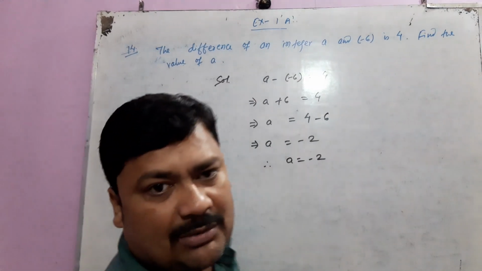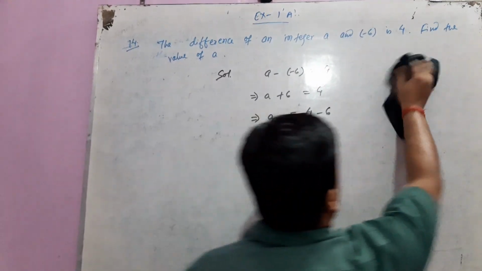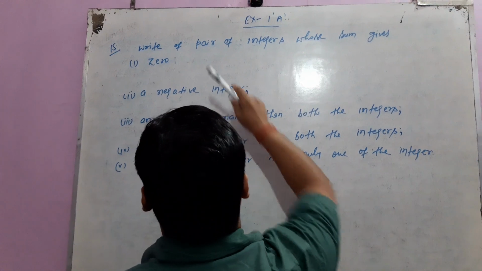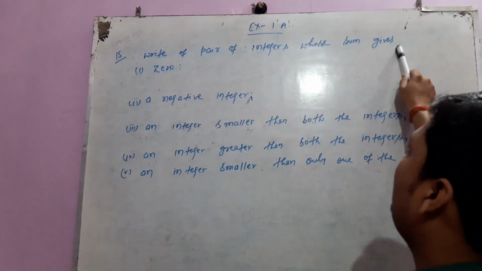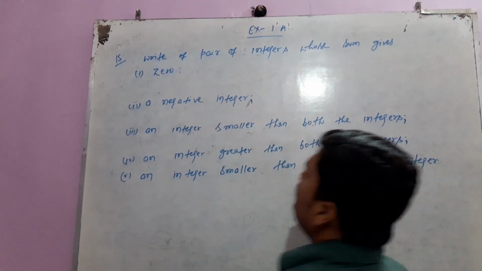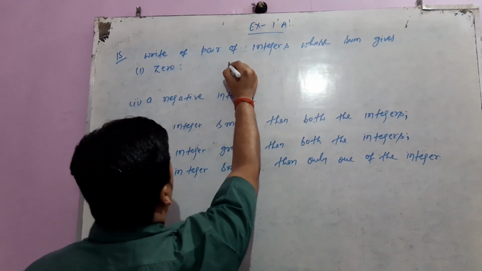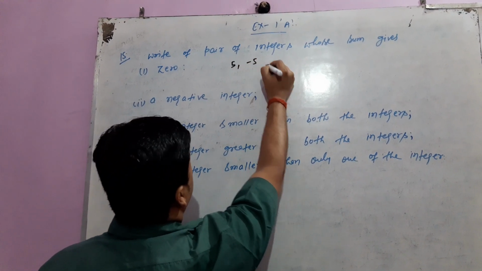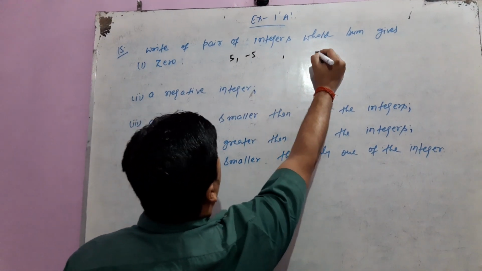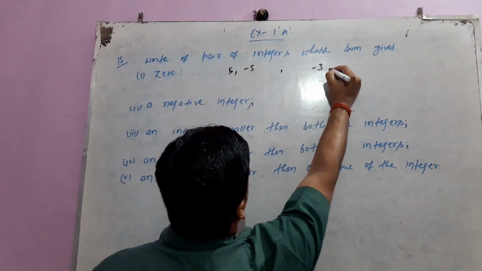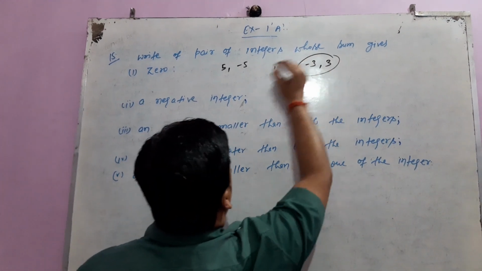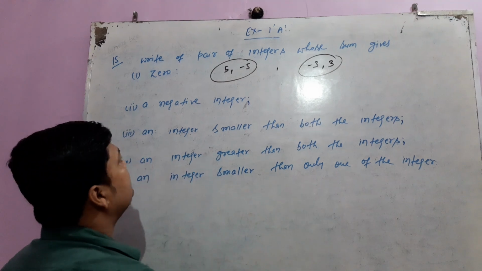Now we have to look at question number 15. Write a pair of integers whose sum is 0. So we have to write any integer and its additive inverse. Another example is -3, its additive inverse is 3. So the sum of these two integers will be 0.